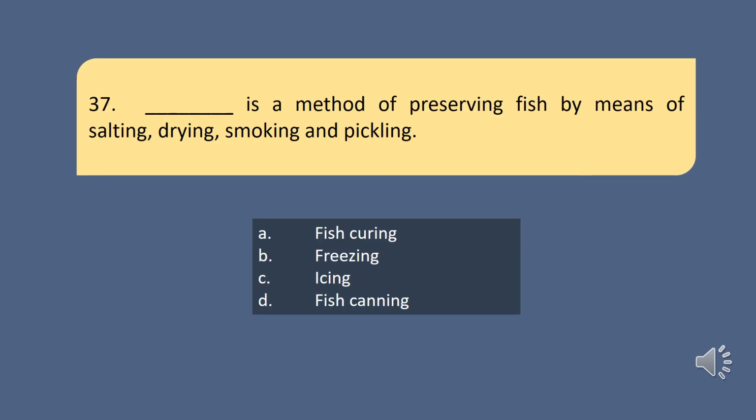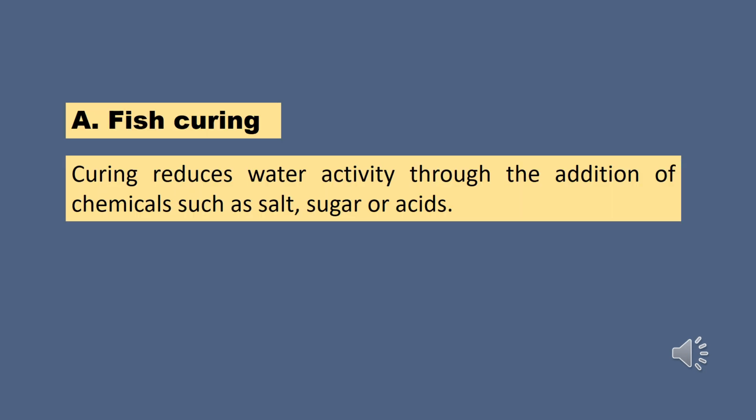37. Blank is a method of preserving fish by means of salting, drying, smoking and pickling. A. Fish curing. B. Freezing. C. Icing. D. Fish canning. 5, 4, 3, 2, 1. The correct answer is letter A. Fish curing. Curing reduces water activity through the addition of chemicals such as salt, sugar or acids.